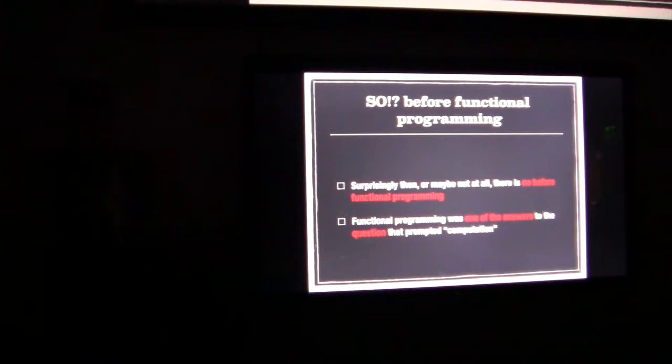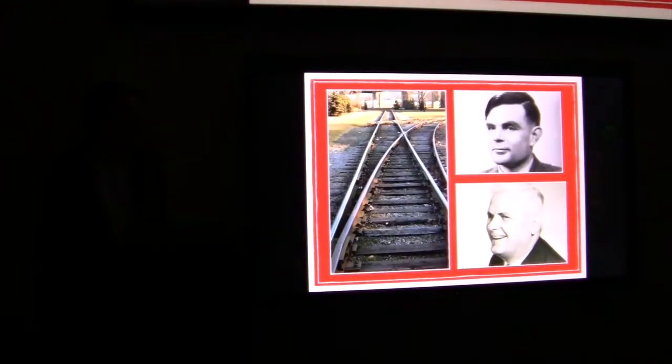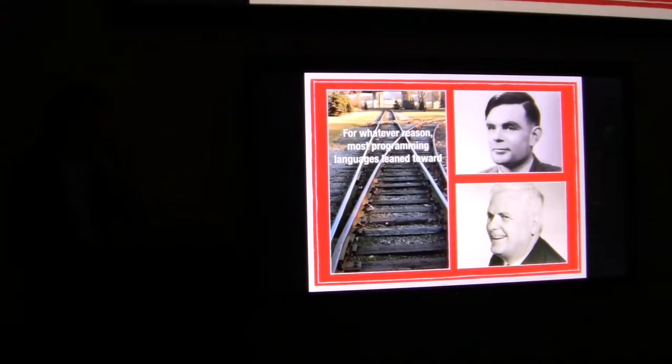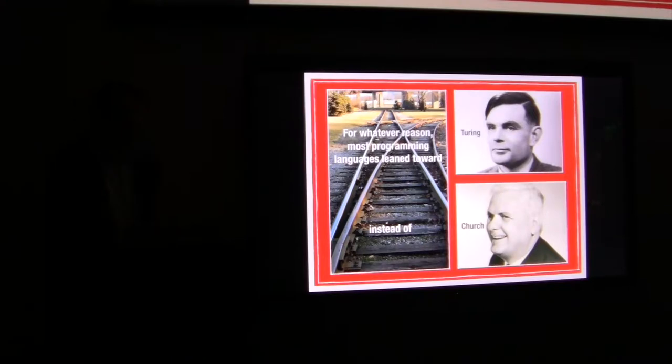So that kind of leaves us with, where did functional programming come from? It seems like it's this recent thing to show up on the scene, but really, it's been there from the beginning. It was one of the answers to the real fundamental question that kicked off what we think of today as computation. And here we are, like 80 years later, and for whatever reason, most programming languages have adopted the Turing model rather than Church's model.